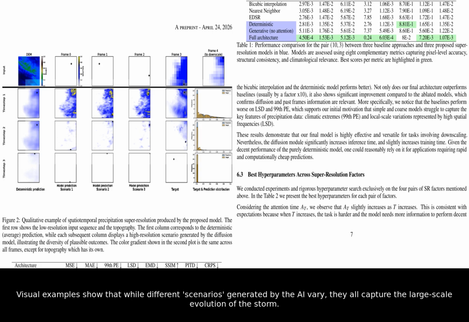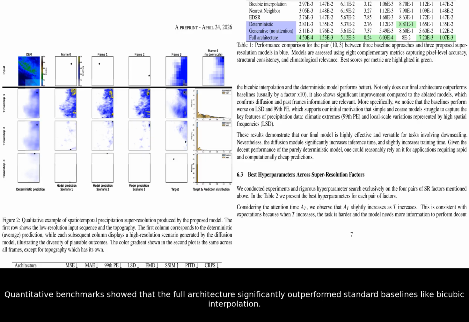Visual examples show that while different scenarios generated by the AI vary, they all capture the large-scale evolution of the storm. Quantitative benchmarks showed that the full architecture significantly outperformed standard baselines like bicubic interpolation.